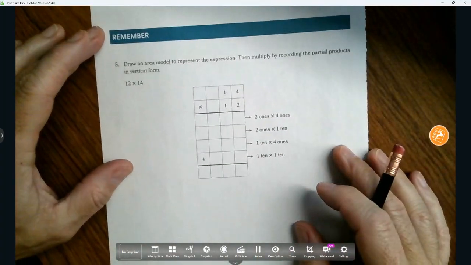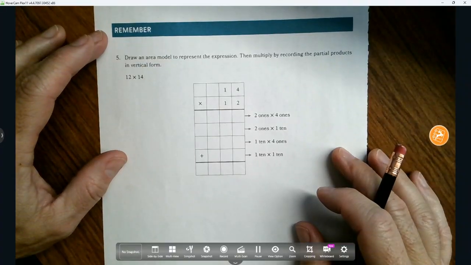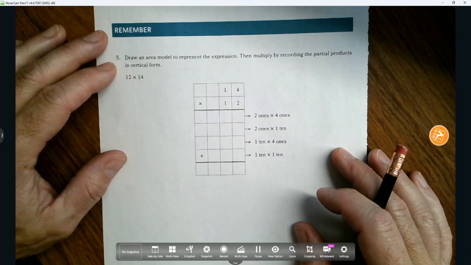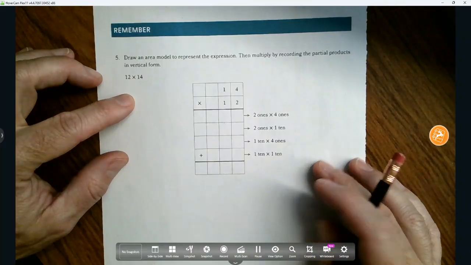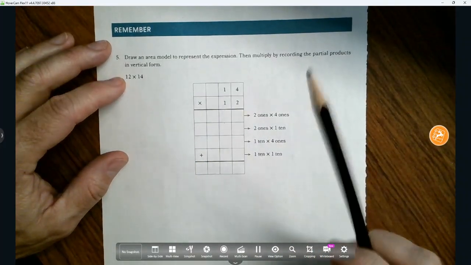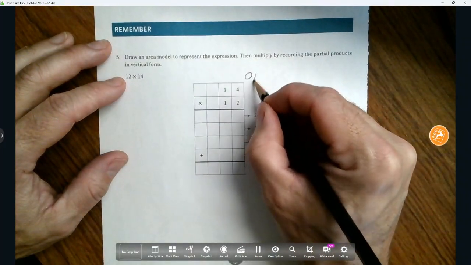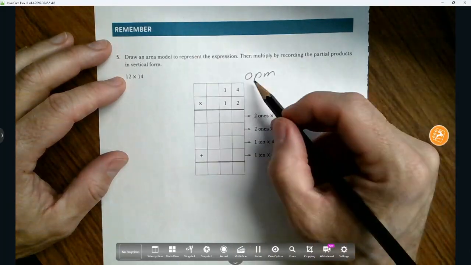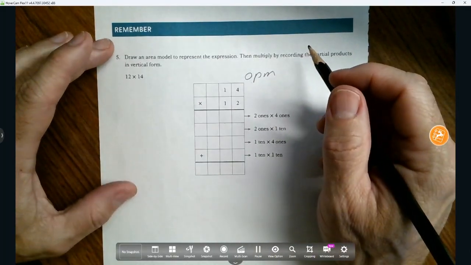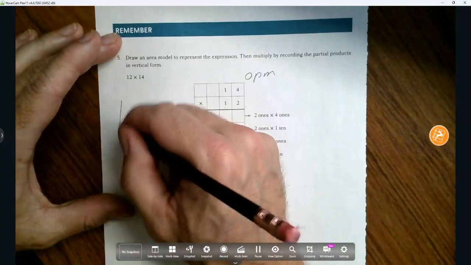All right, let's look back at page 50. It says, draw an area model to represent the expression, and then multiply by recording the partial products in vertical form. So after we do the area model, they want you to go ahead and do the OPM. I'll put it over here. OPM, as I call it, old person math. It applies to me. No one can be offended by that, including myself.